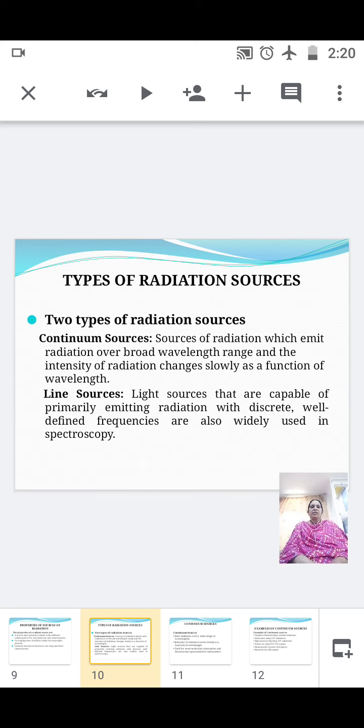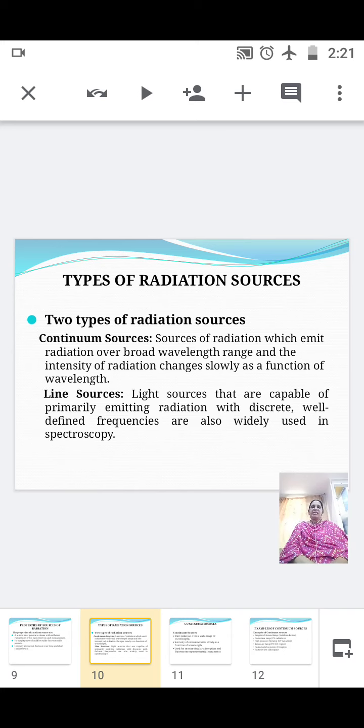Continuum sources are sources of radiation which emit radiation over a broad wavelength range, and the intensity of the radiation changes very slowly as a function of wavelength.